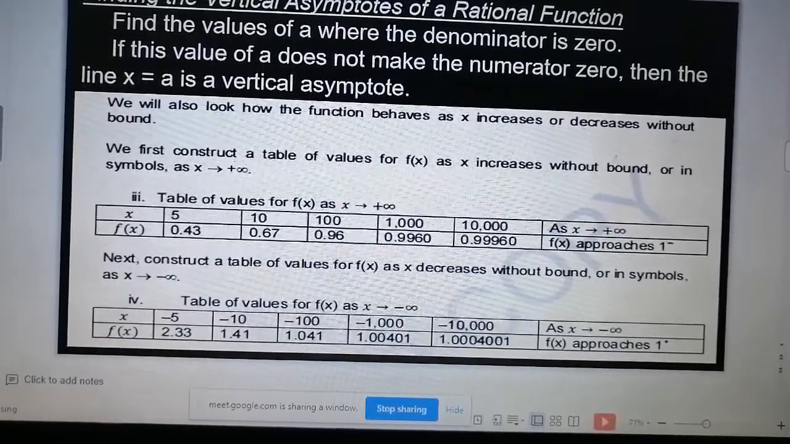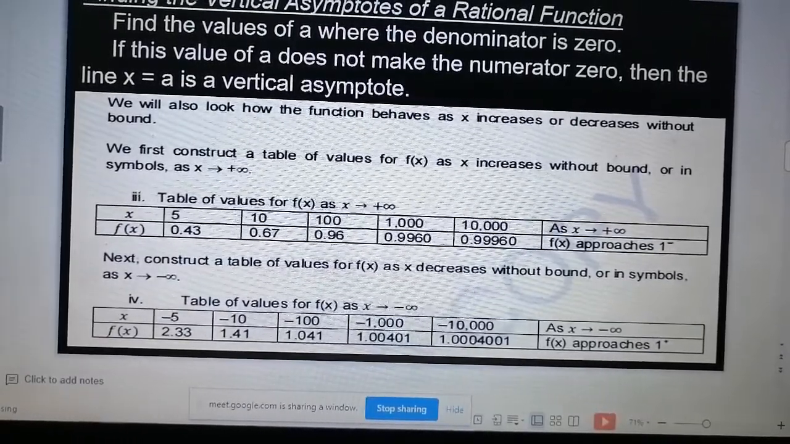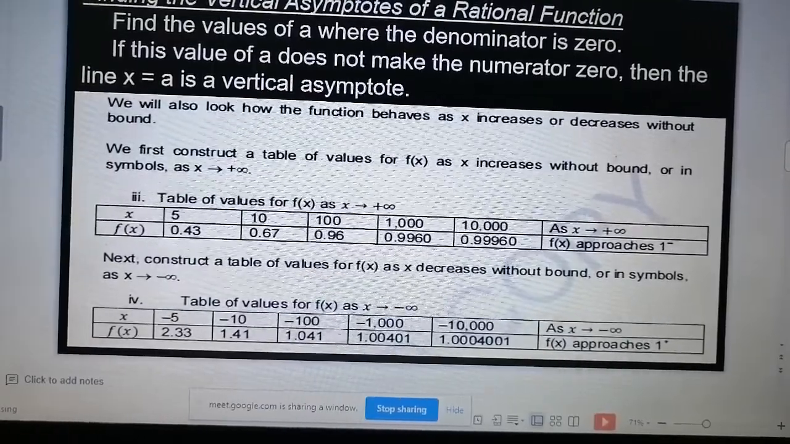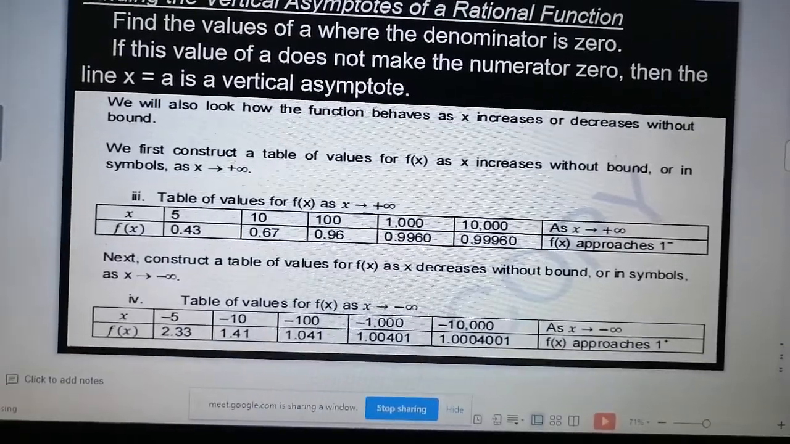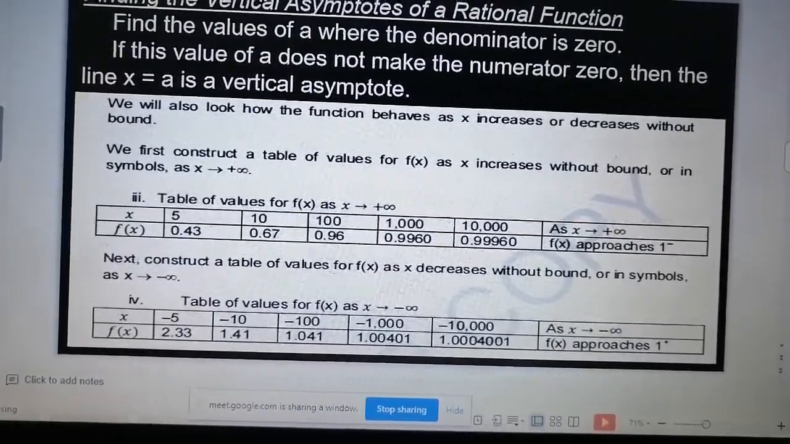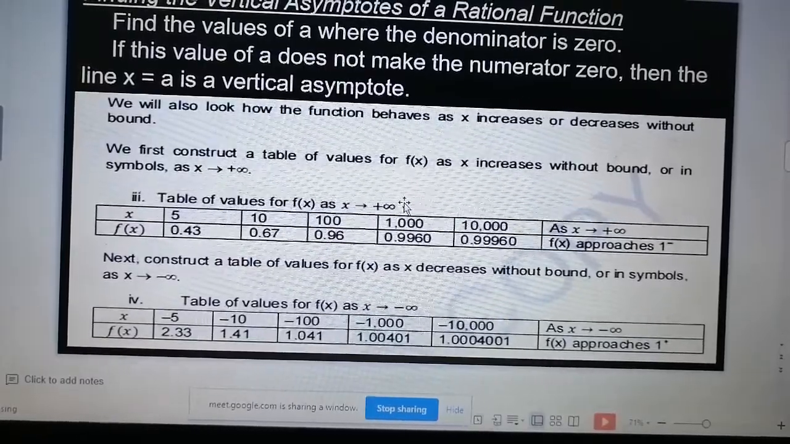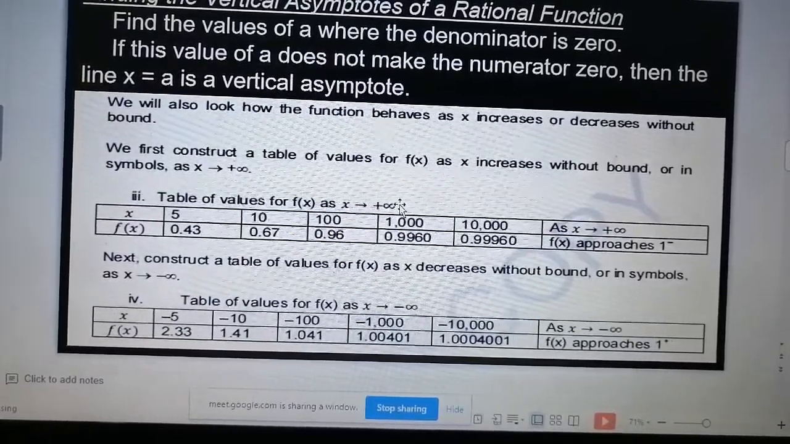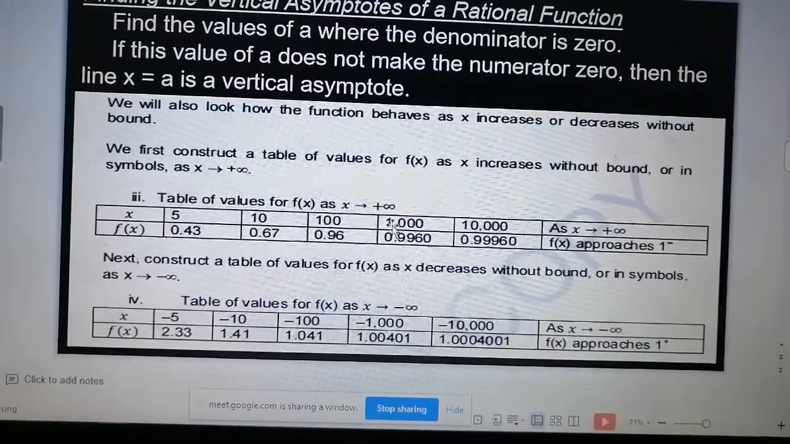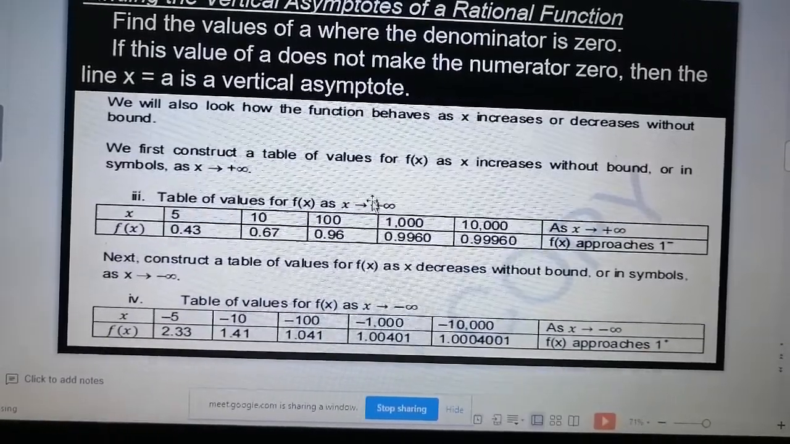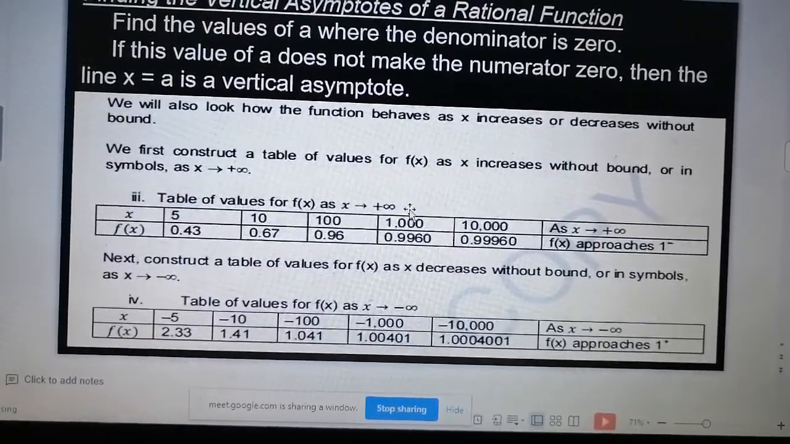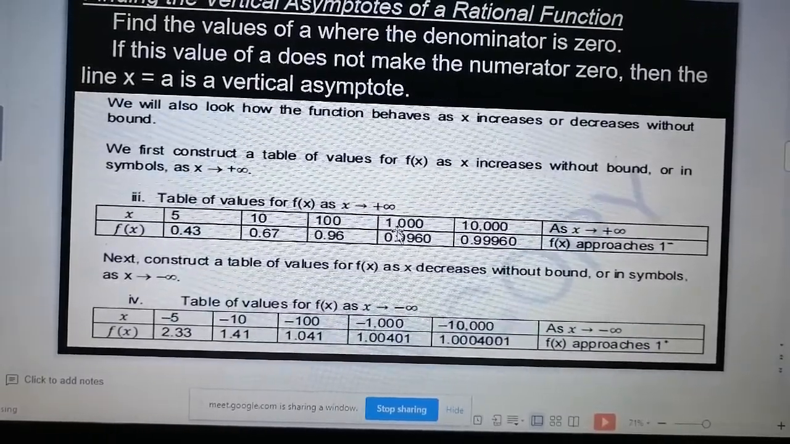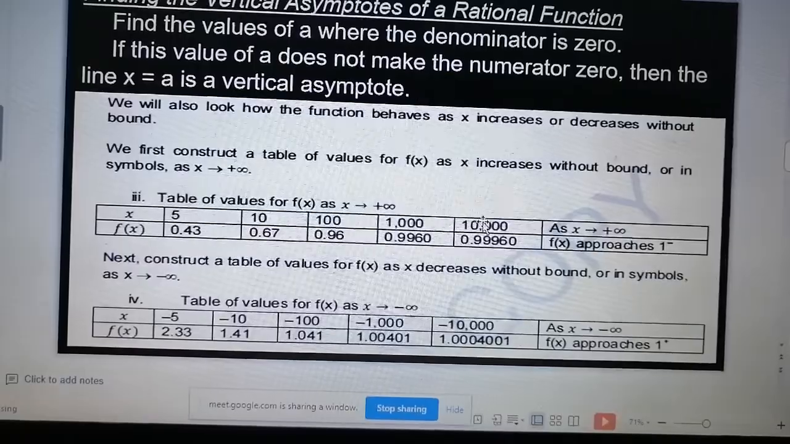Pag sinabi nating anak na, okay, ang table natin ay function f(x) as the x is equal to, what is this a sign? Positive, ano yan? Positive? Ano to? Anong sign yan? Anong sign? Infinity. Positive infinity. Okay? Ha?